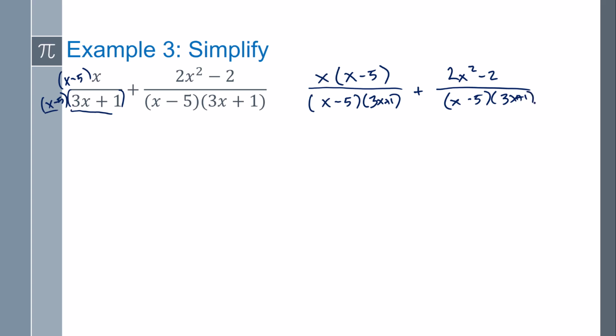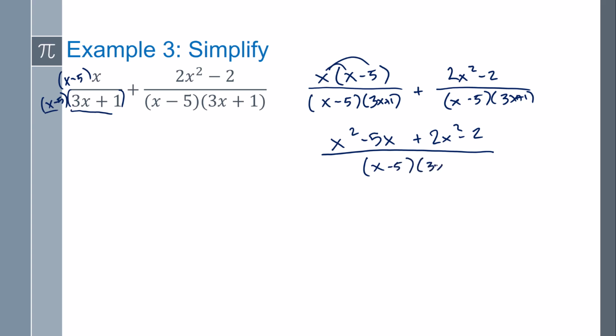Okay, so now I need to add them together. Well, I can distribute this. So now that becomes x squared minus 5x, and then plus 2x squared minus 2, all over, on the bottom, x minus 5 and 3x plus 1. See the x squared and 2x squared, that becomes 3x squared, then minus 5x, and then minus 2.